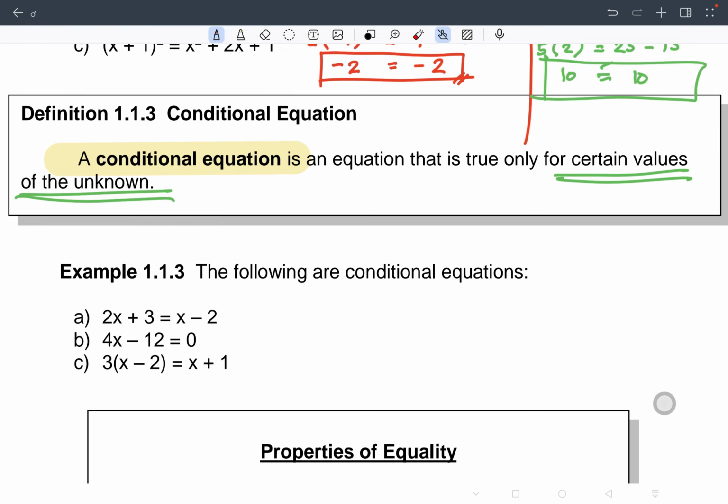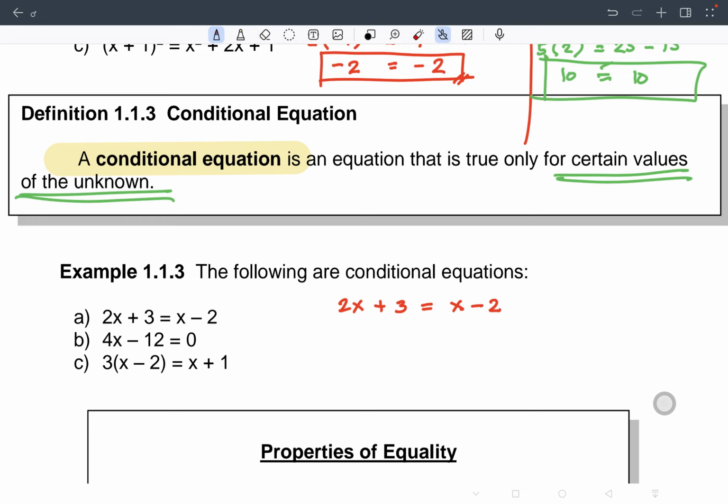For example, for this equation, 2x plus 3 is equal to x minus 2. Let's try to solve. 2x plus 3 is equal to x minus 2. How do we solve this equation?